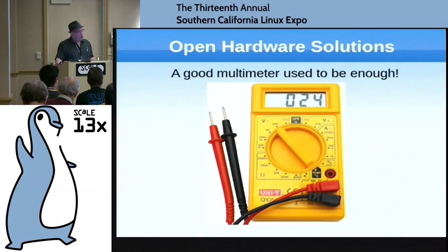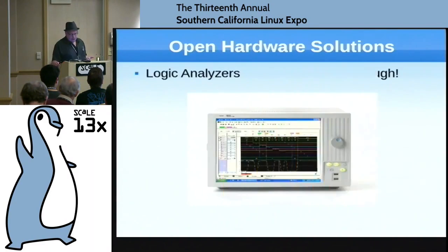It used to be that a good multimeter would solve 99% of your problems when you're doing electronics. That's not really true today. A lot of the electronics with microcontrollers, PWM, I2C, SPI, all of these interfaces, they require a lot more work in order to debug them from the hardware side.